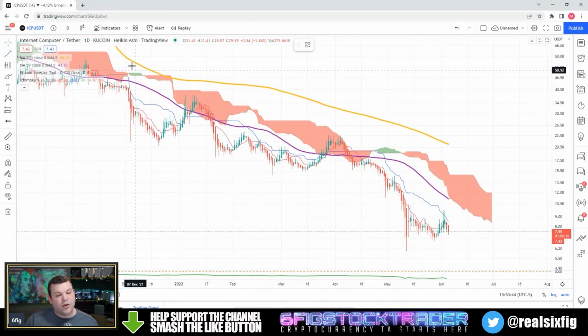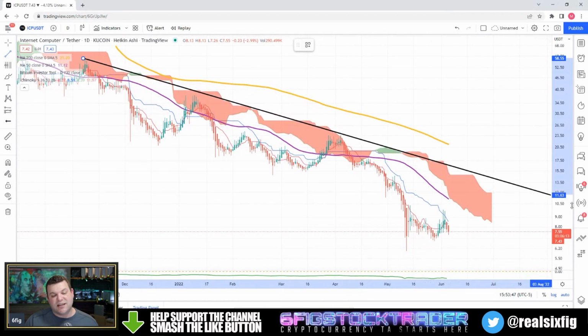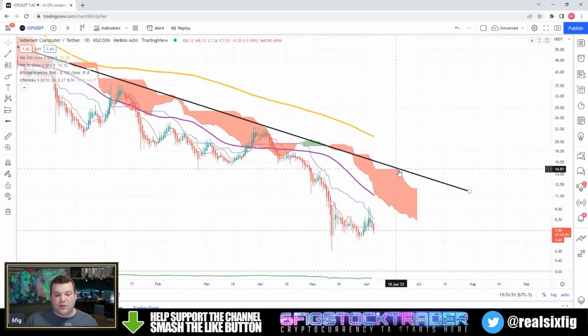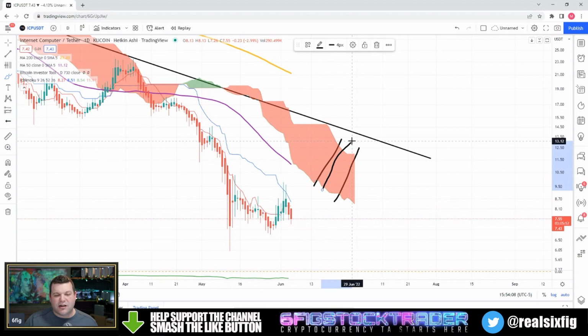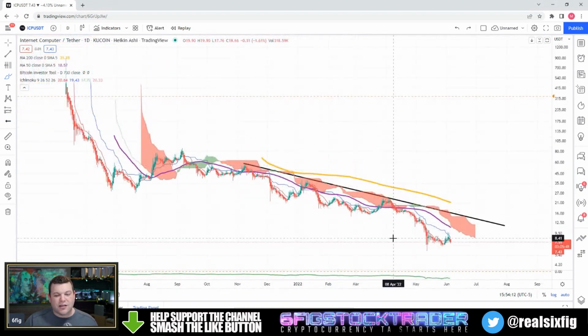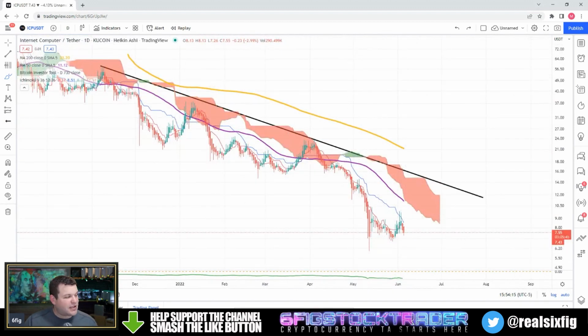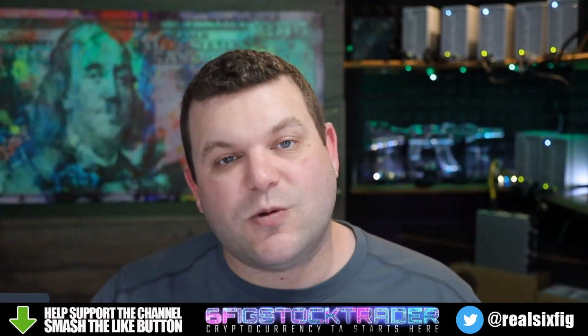Also note that there is this very significant trend line that ICP is going to have to break through, and it appears that we might get a chance to do this anywhere from the $12 to $15-ish range. There is a little thinner part of this Ichimoku cloud here, so I would like to see price action try to break through this part nonetheless. Really, we're just going to have to play the waiting game as the markets continue to squeeze sideways.